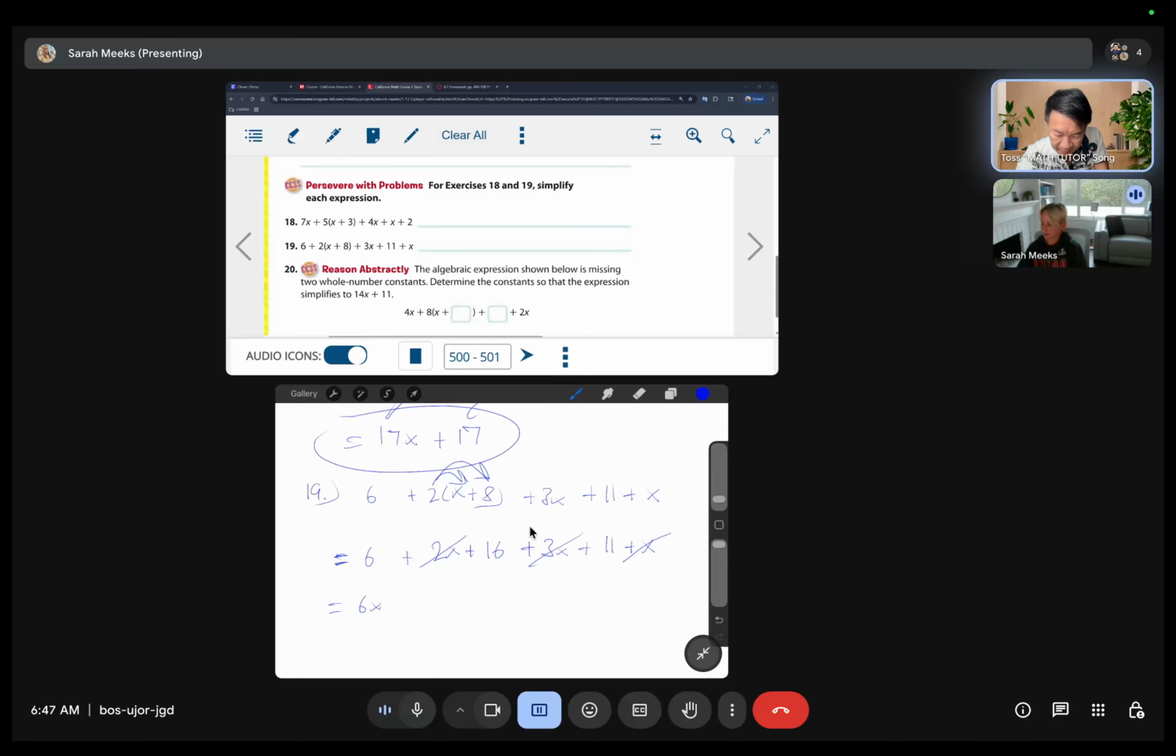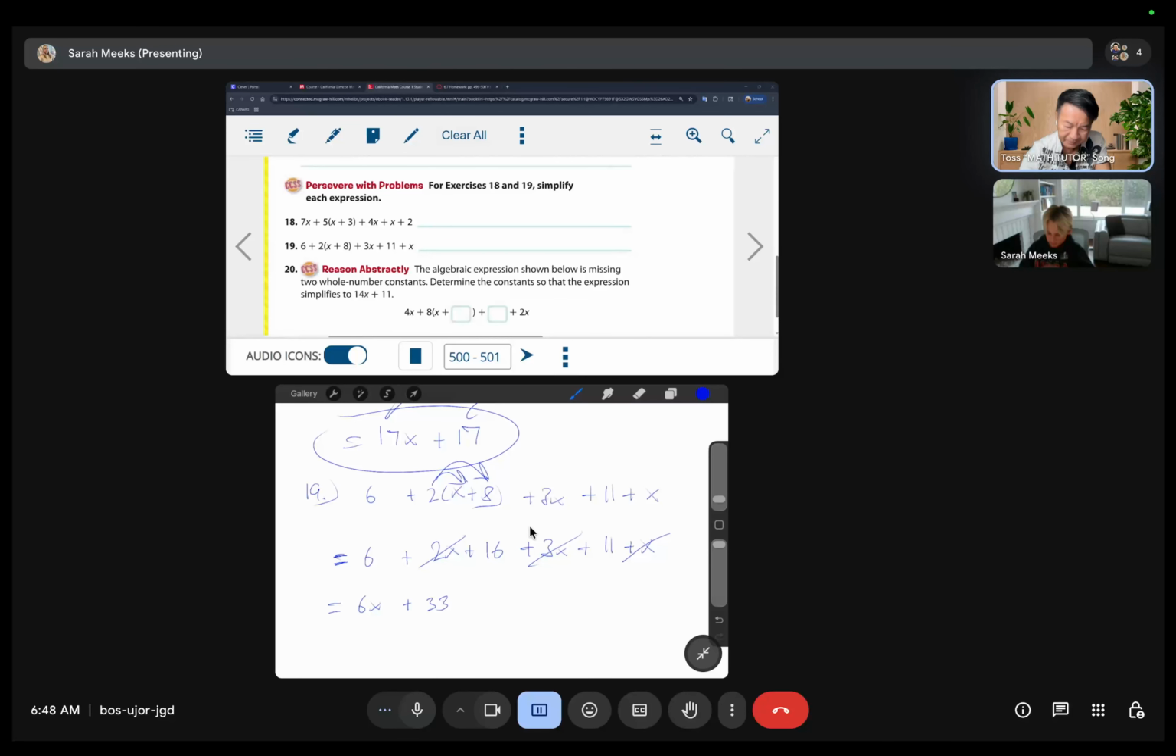Okay, 6x. But then the numbers, have a look. You got a 6, you got a 16, and then 11. Those are the numbers, or they call it the constant. You're going to have to eventually learn it, if not already. The numbers that linger, the remaining numbers, are called constants. So you have to combine the constants. 6 plus 16, that's 22. 22 plus 11, that's 33. So the final answer should be 33.